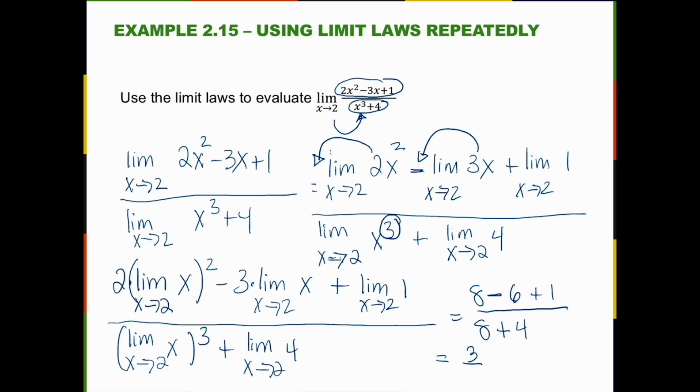So my final answer is going to be 3. When I combine the top, 8 minus 6 is 2, plus 1 is 3. And then on the bottom, I have 8 and 4, which is 12. And then I can reduce that to 1/4. So my limit, if I look at this function as a whole, if I graph it on my calculator, as I get closer and closer to 2 from either direction, I'm going to be getting closer and closer to a y value of 1/4.